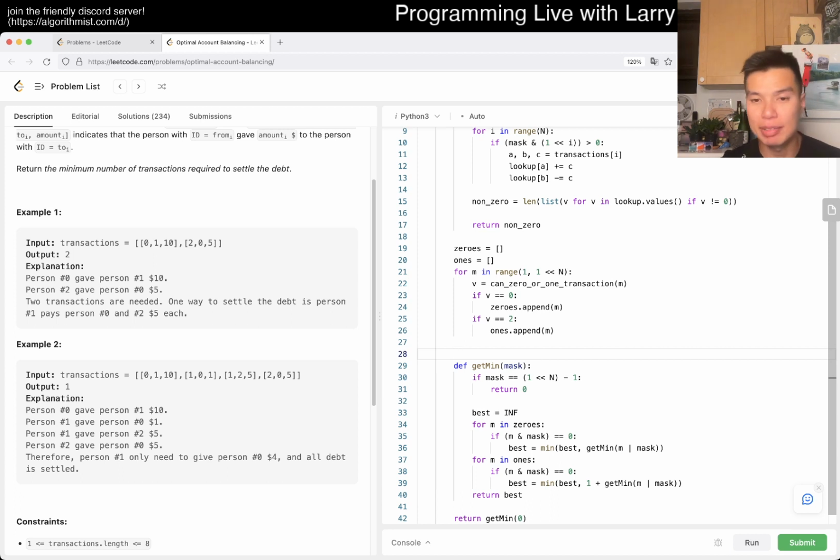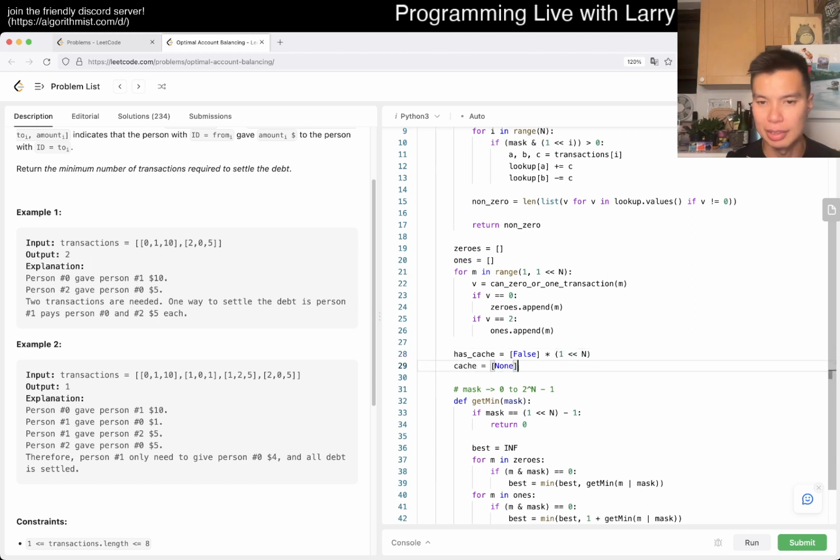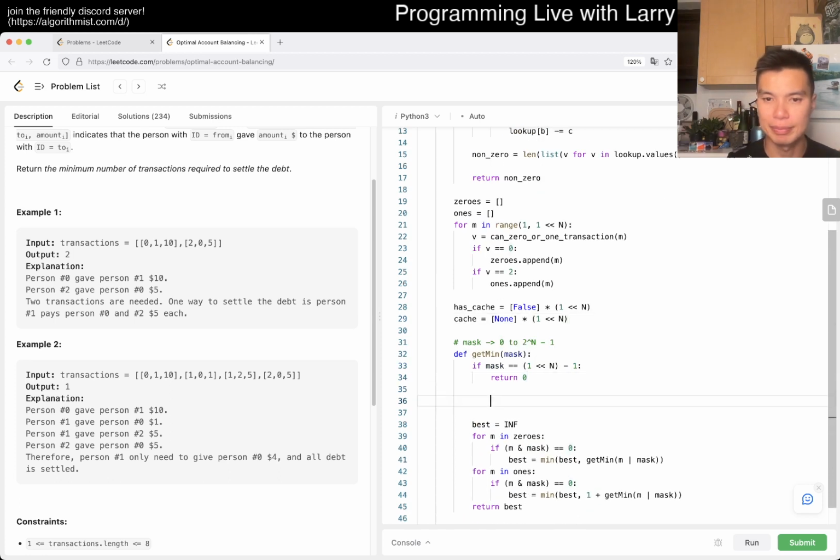And that's pretty much it. We just have to remember to cache the mask. So of course, mask can go from zero to two to the n, minus one. So let's cache that, right? So yeah, has cache is equal to false times, and then cache is equal to none of this, this length, and yeah.